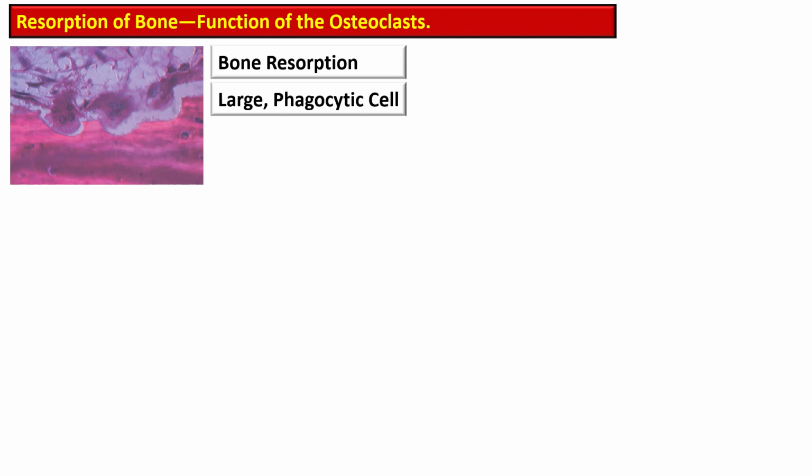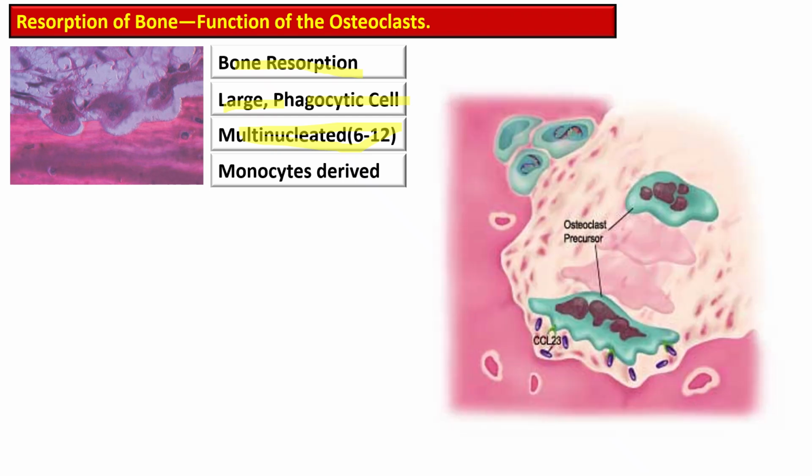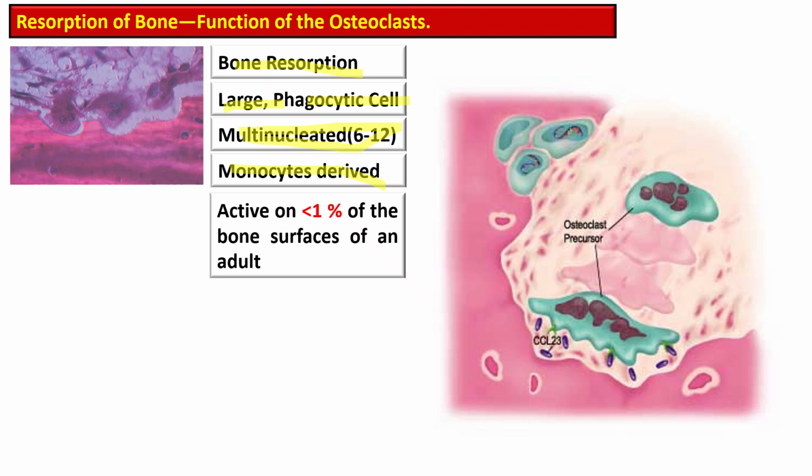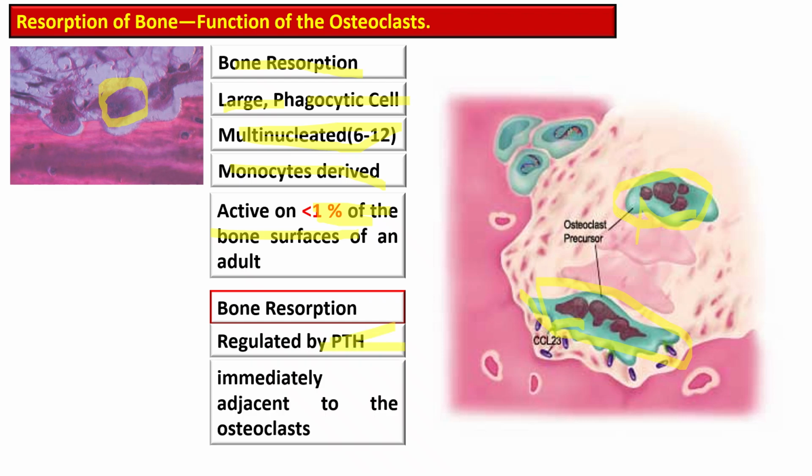So osteoclasts are multinucleated cells that are responsible for bone resorption. They are large cells and have phagocytic activity. They have 6 to 12, or up to 20 nuclei, and they are derived from monocytes, and usually they are active on less than 1% of the bone surface of an adult. They are regulated by parathyroid hormone, and this bone resorption occurs immediately adjacent to the osteoclast.